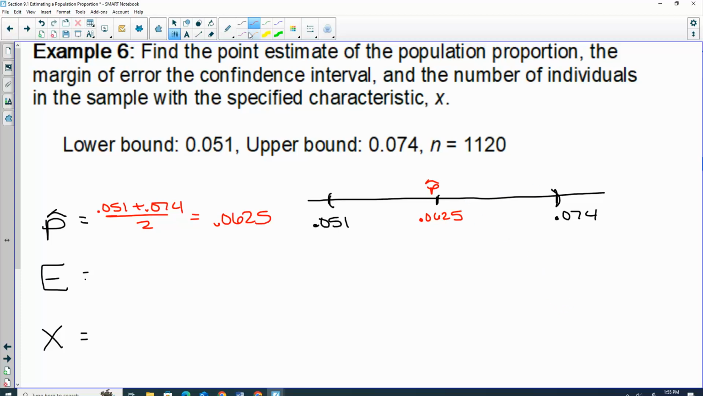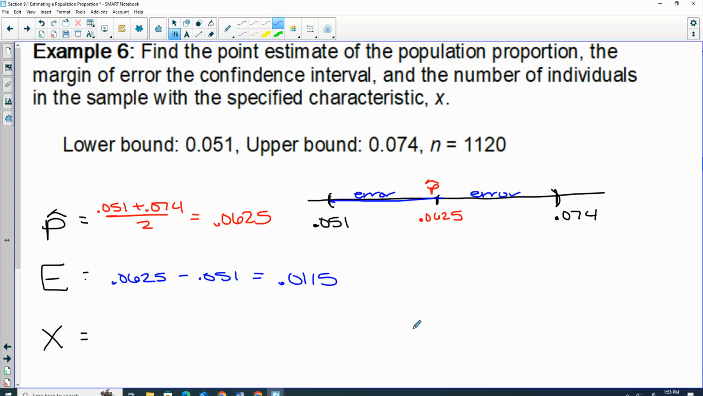The error is the amount you add or subtract. So we have error on two sides. We have error here. We have the error here. So to find it, all you have to do is subtract two of those numbers. So we could do like our p hat minus the lower limit. 0.0115.